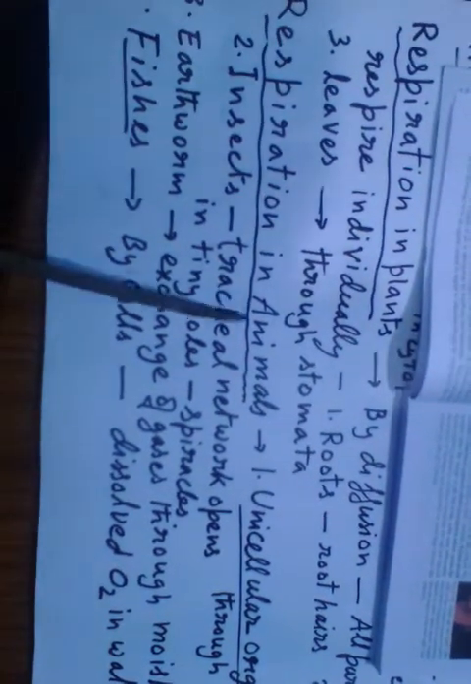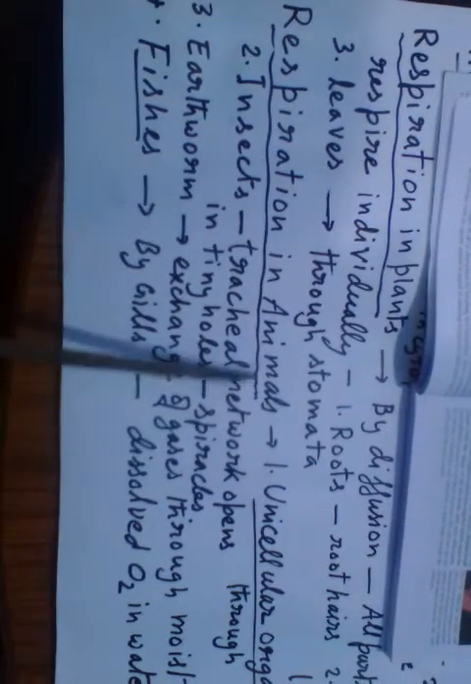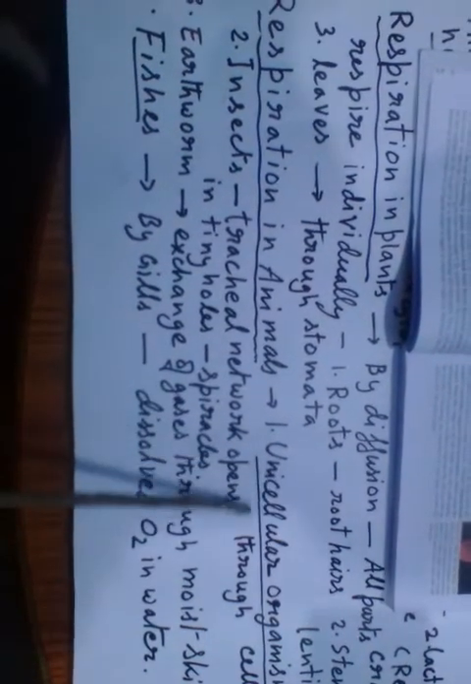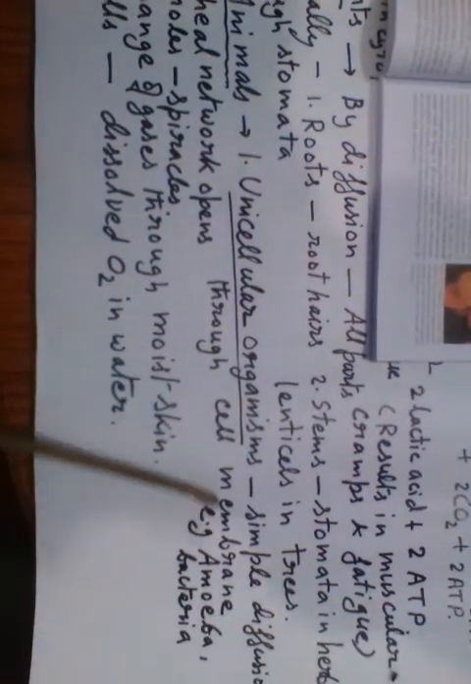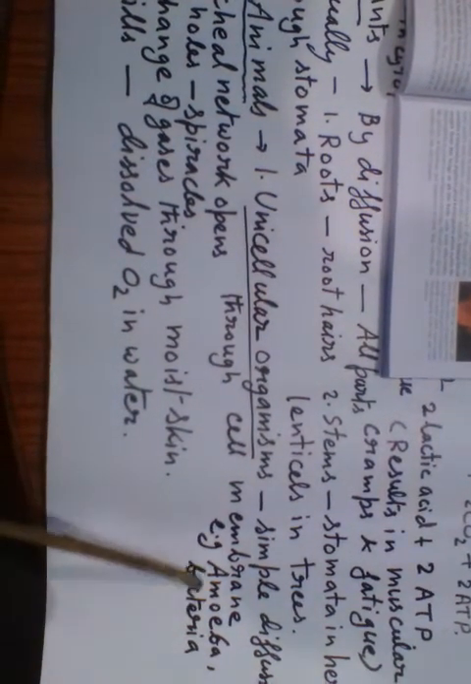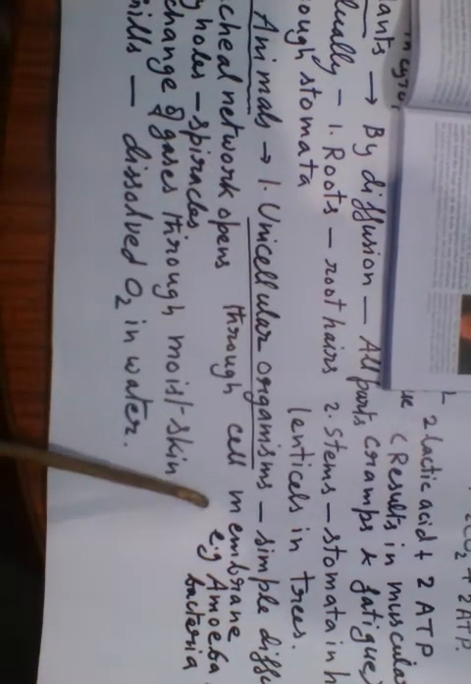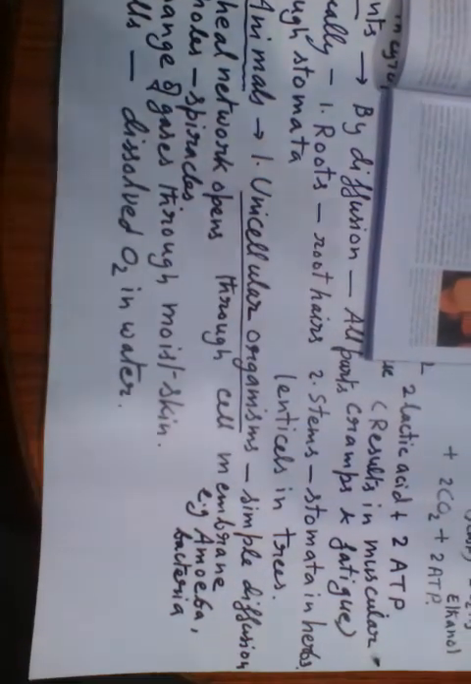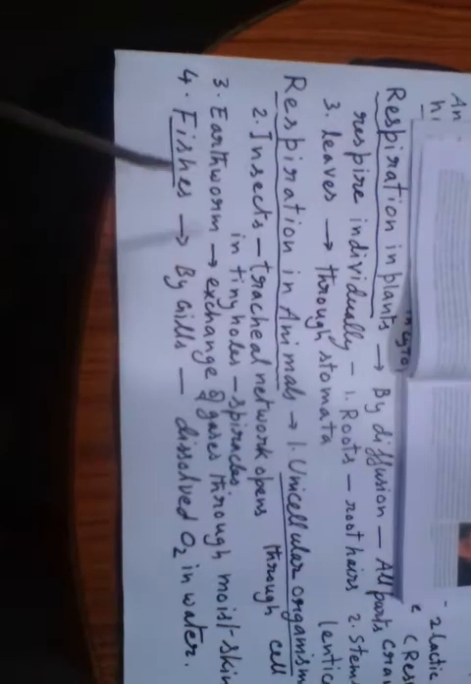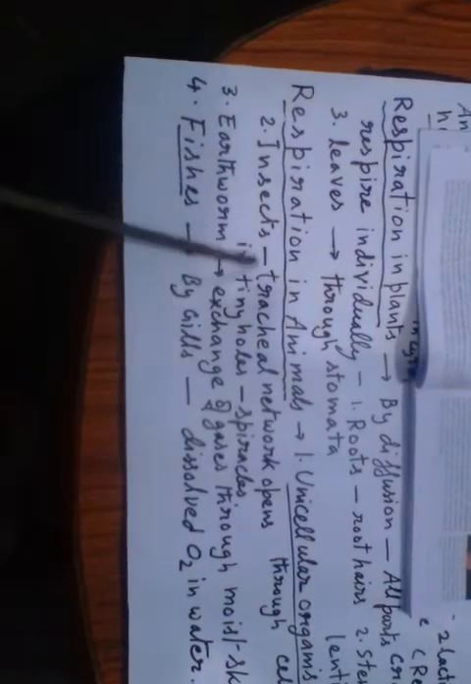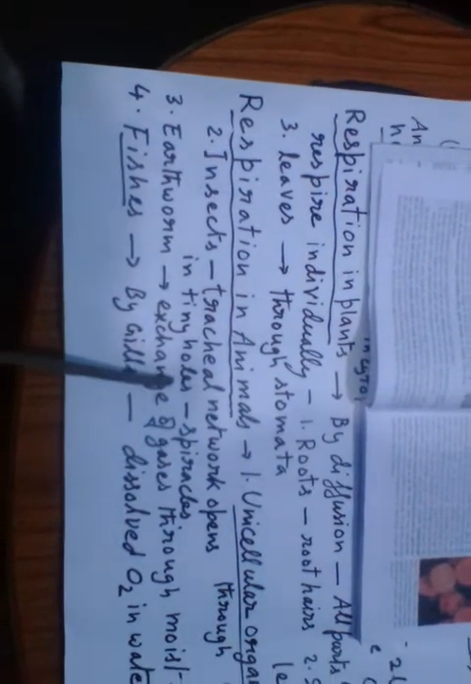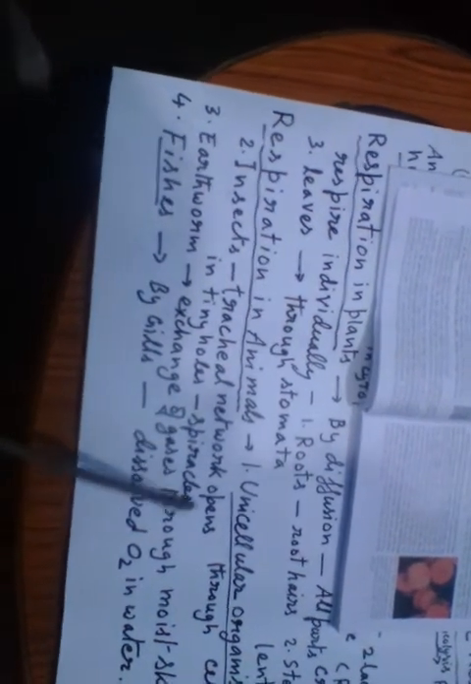Now, respiration in animals. Animals are of various types. They are unicellular and multicellular. So the unicellular organisms do respiration by the simple diffusion method through their cell membrane, as in amoeba, bacteria, paramecium, and so many other unicellular organisms which have only one cell body. But in multicellular organisms it is not so. In insects they have a well-developed network of tracheal system, and they have tiny holes called spiracles.